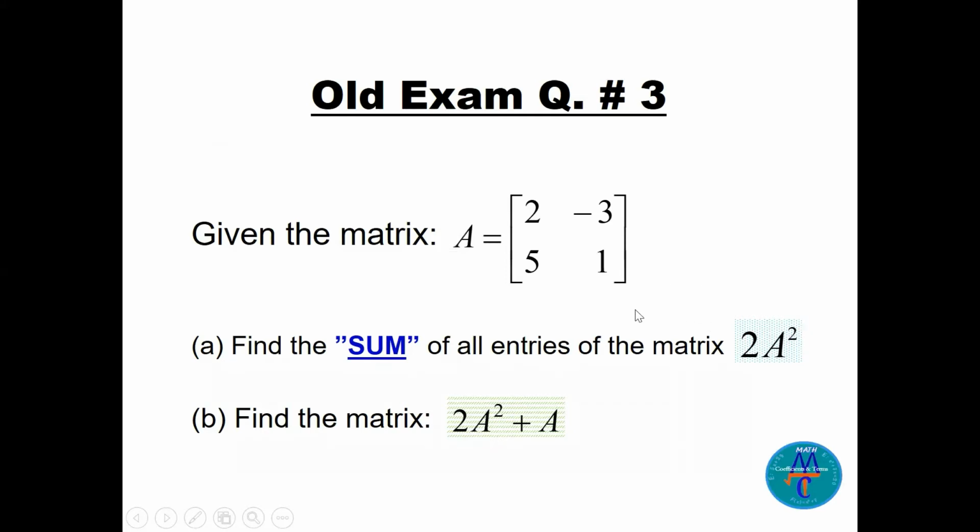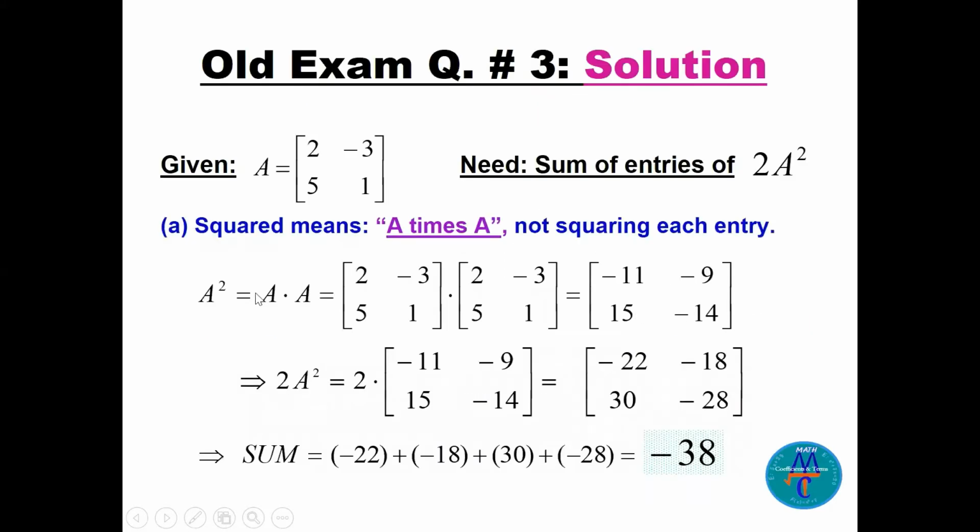So first you have to find A squared, which is A times A. So that's a normal multiplication. So you multiply this row here, 2 minus 3, by this column, 2, 5. 2 times 2, 4, minus 3 times 5, minus 15. So the number here is minus 11, not only 4. So we continue, multiply row and column until you get A squared.